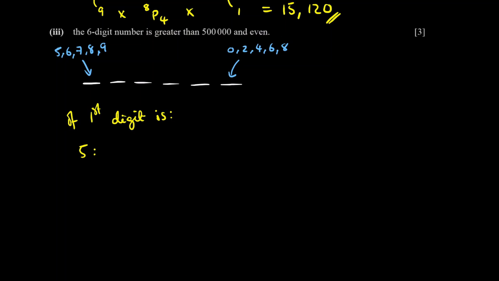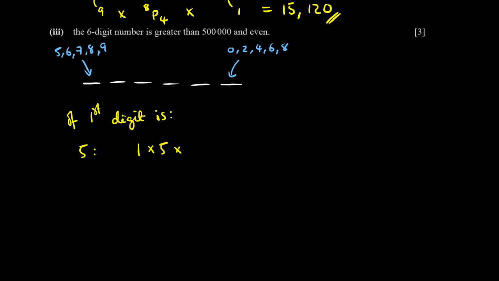Right? Why is there one way? Well, because I've already said, I'm just choosing 5. So there's only one way I can choose 5, and that's 5. Then how many ways can I choose this last digit? Well, there are 5 ways to choose the last digit because there are 5 numbers there to choose from. I'm going to multiply by 5.